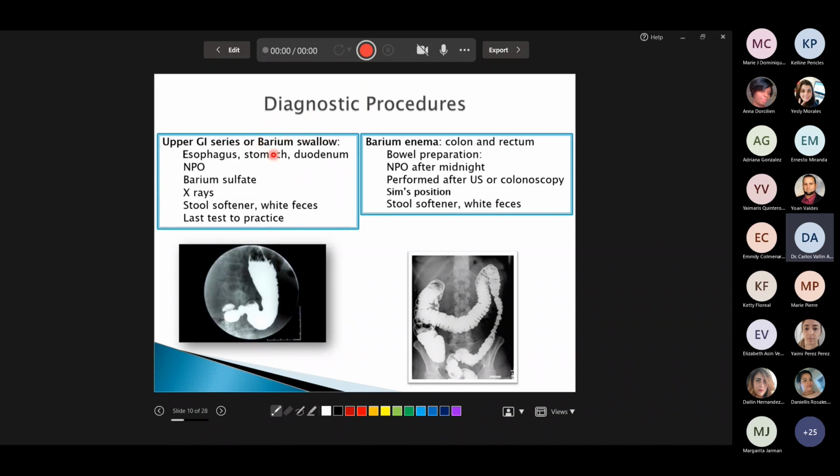And the person will have X-rays. Any person that is having an X-ray, if it is a female in childbearing age, needs to rule out pregnancy before doing the test. Of course, if you want to fill the cavity of the stomach and the duodenum with the barium, you need to have the stomach empty. You cannot have food before the test. You need to be NPO.